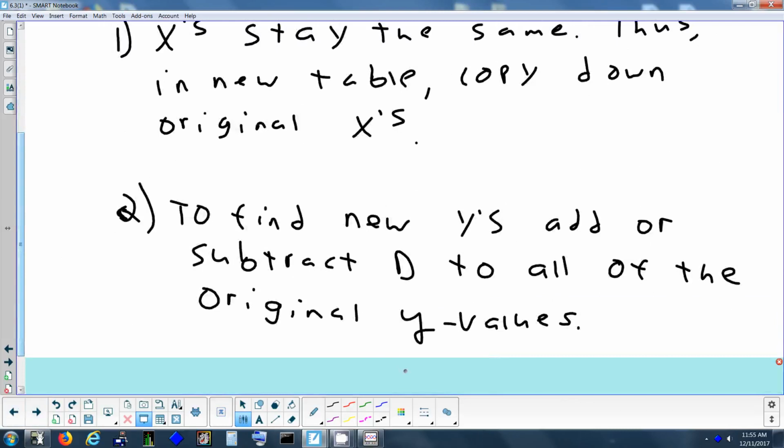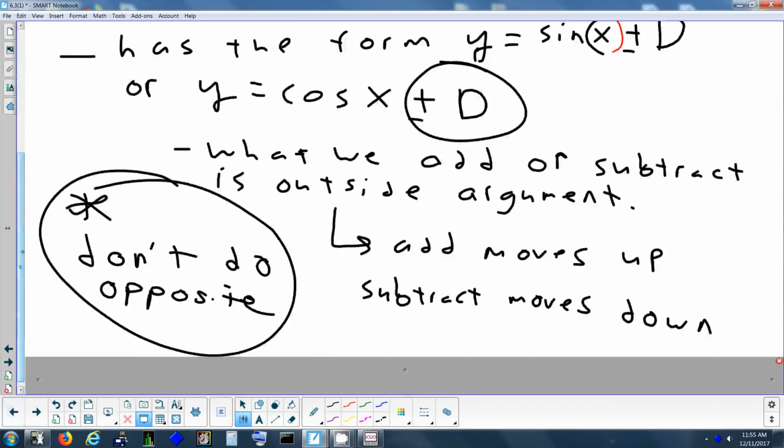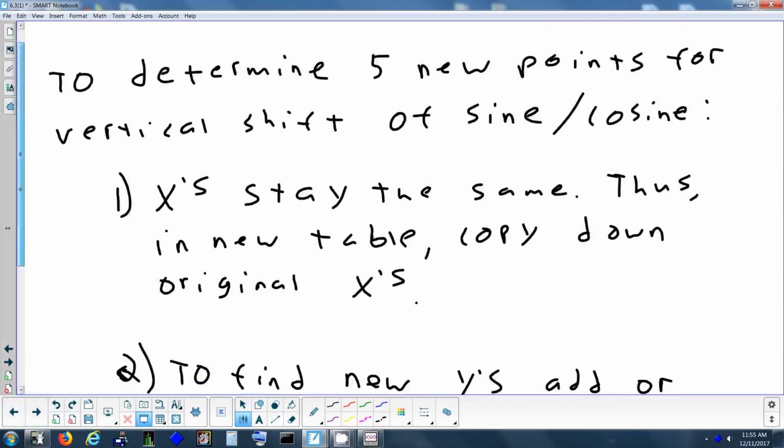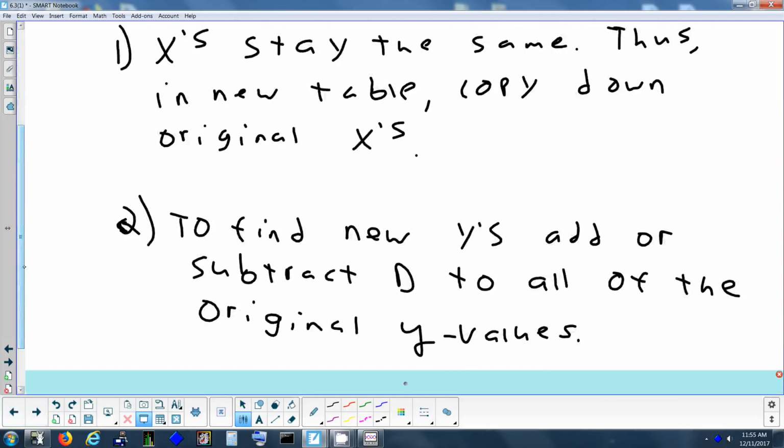You remember, what do you do? Oh no, you don't do the opposite. Don't do the opposite. So if you have a problem that has a +6 for a vertical shift, you're going to add 6. If you see a -10, you're going to subtract 10. And remember, the arithmetic here is super easy. You're taking a 1, a 0, or a -1, and you're adding a number to it, or subtracting a number from it.